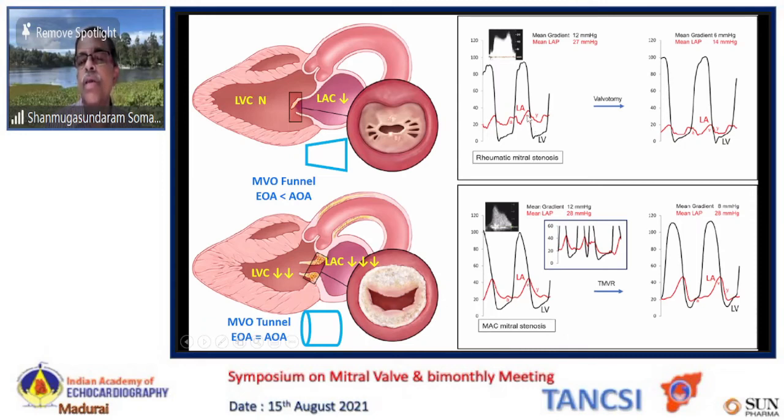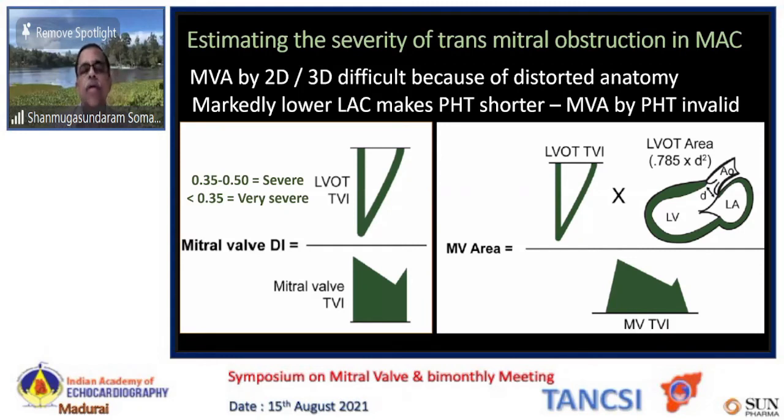Not only that, look at the Y descent here in mitral stenosis. In contrast, in mitral annulus calcification, there is a steep Y descent. These are the things which make the gradient unreliable for estimating the severity of obstruction with mitral annulus calcification. But we have two other methods which are likely to be useful. One is the mitral valve dimensionless index, very simple to calculate. Anything less than 0.35 is very severe.